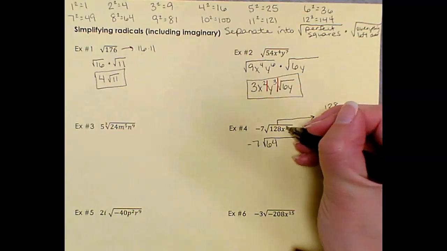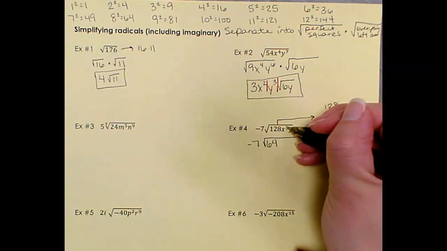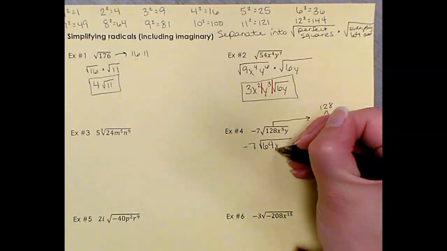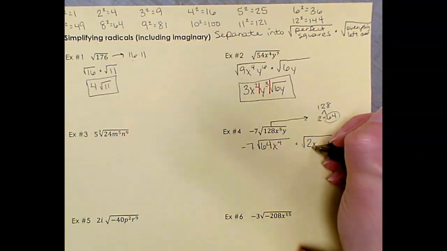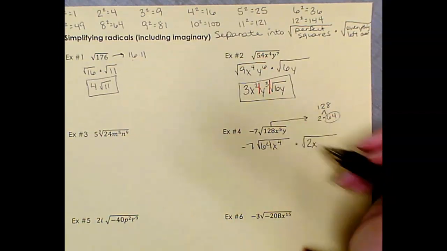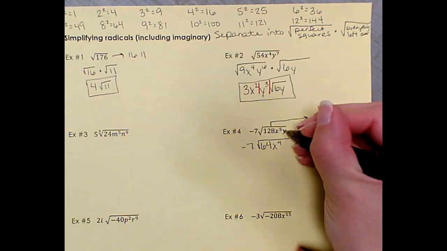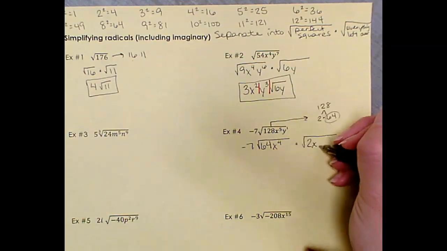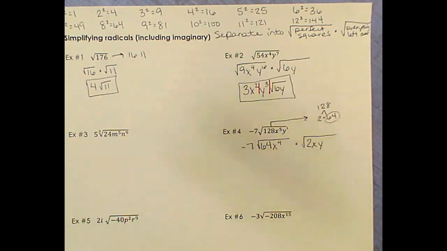X to the power of 5 is not a perfect square because the 5 is not even, but x to the power of 4 is a perfect square, and the leftover is another x, so that if you multiplied x to the 4th times x, you'd get x to the 5th. And then this is y to the power of 1. That's not a perfect square, and I can't make it a perfect square, so it goes in the last radical.